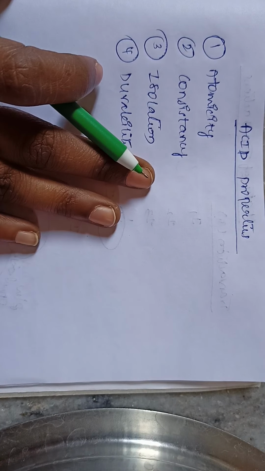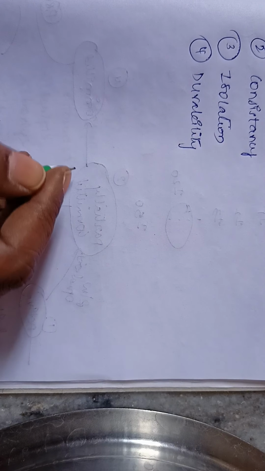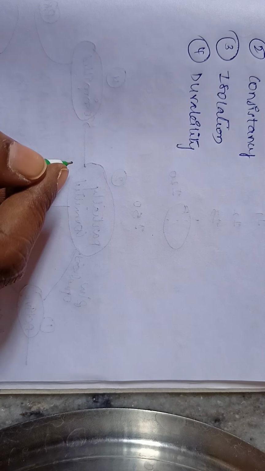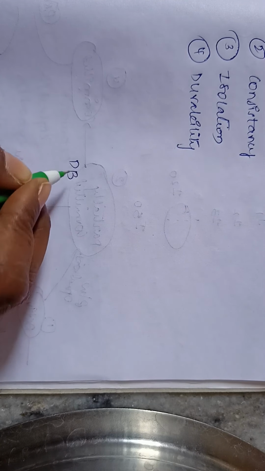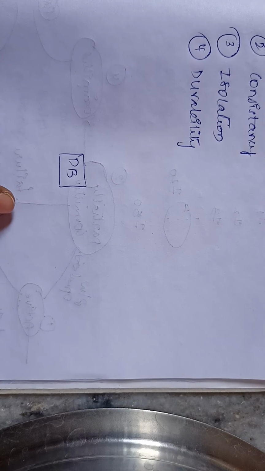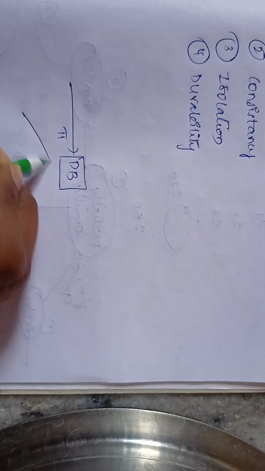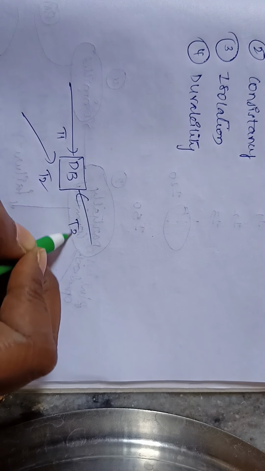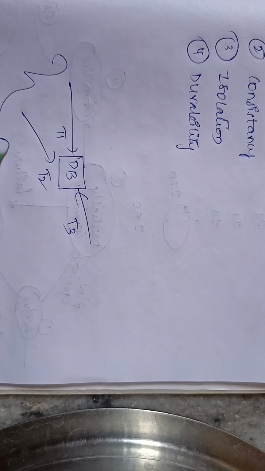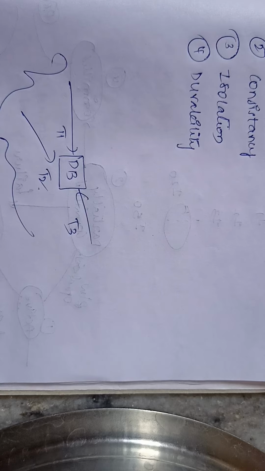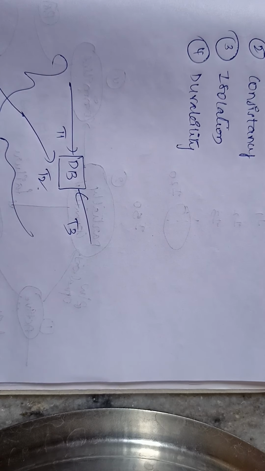Before starting the concept of ACID properties, I already gave a brief session on what a transaction is and what the states of a transaction are. Suppose I am taking a database. In this database, we are going to apply different transactions. Different kinds of users will do different kinds of transactions, and each and every transaction will have its own instructions.